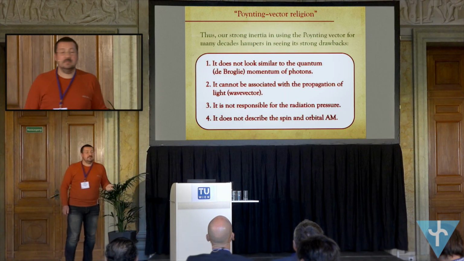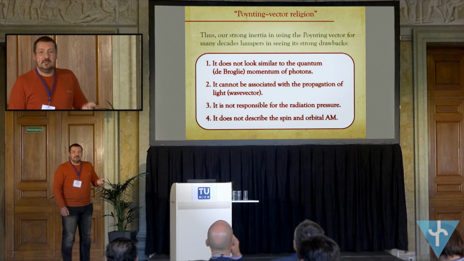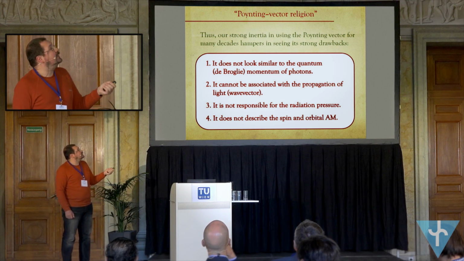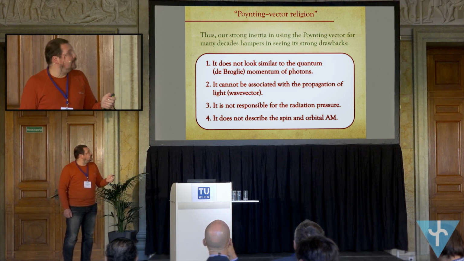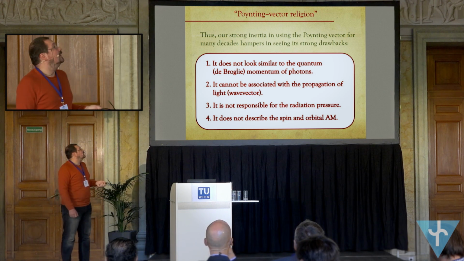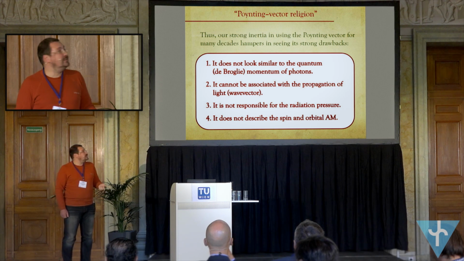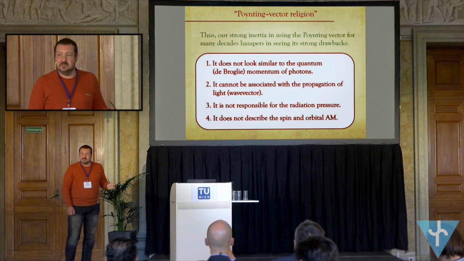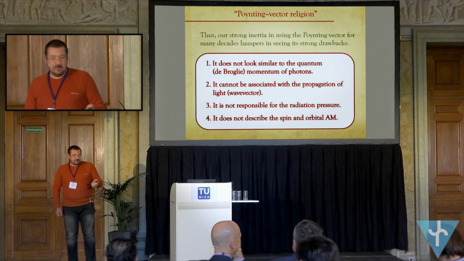So to summarize the point in a picture, the Poynting vector doesn't look similar to the quantum de Broglie momentum of photons. It cannot be associated with the propagation direction of light locally. It's not responsible for the radiation pressure, and it does not describe the spin and orbital angular momentum of photons.